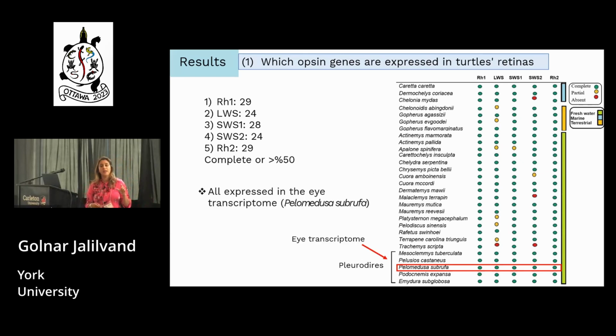So we included sequences with 50% recovery and higher in our analysis, which gives us 29 RH1 and RH2, 24 LWS and SWS2, and 28 SWS1. You can see in the results of Medusa, which is a Pleurodira, the transcriptome from Pleurodira, all 5 opsin genes were expressed in the eye of Pleurodirans, same as Cryptodirans.